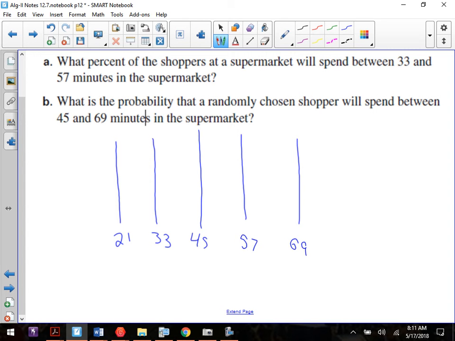Now, within 2 standard deviations, that means that 95% of the time a person grocery shopping spends between 21 and 69 minutes. If you're at the grocery store for more than an hour, one of 2 things is happening. You're at Costco and you are just surveying the food.